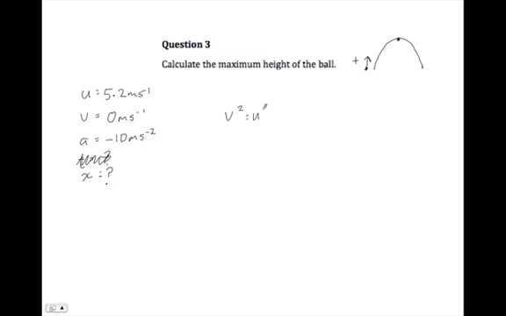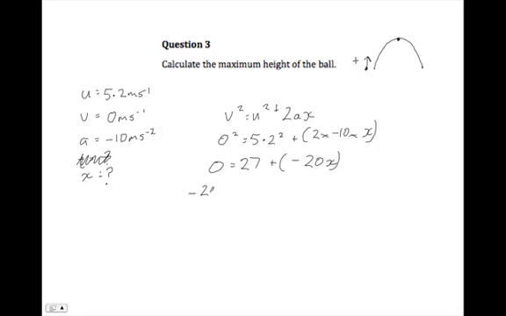v squared equals u squared plus 2ax. v squared, 0 squared, equals u squared, 5.2 squared, plus 2 times minus 10 times x. So 0 equals 27 plus minus 20x. Minus 27 equals minus 20x. Divide both sides by minus 20 and you get x equals 1.35 meters.